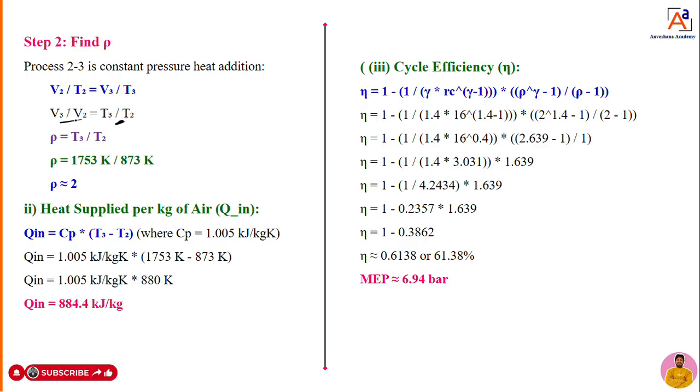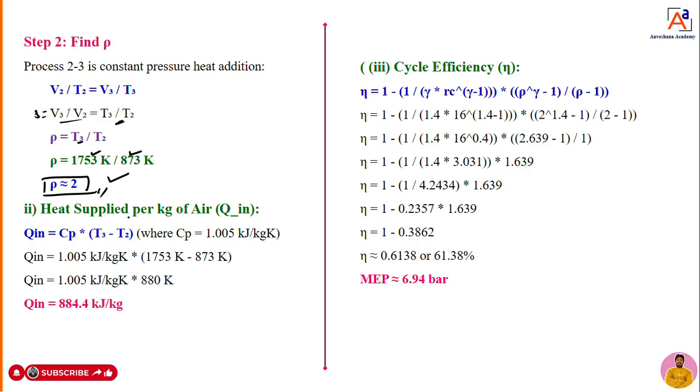So now rho is equal to T3 by T2. What is T3? He has given it in the problem itself. It is 1753 Kelvin divided by 873 Kelvin. Then do simplification. You are going to get the value of rho, that rho is equal to 2. That is our first finding, done.